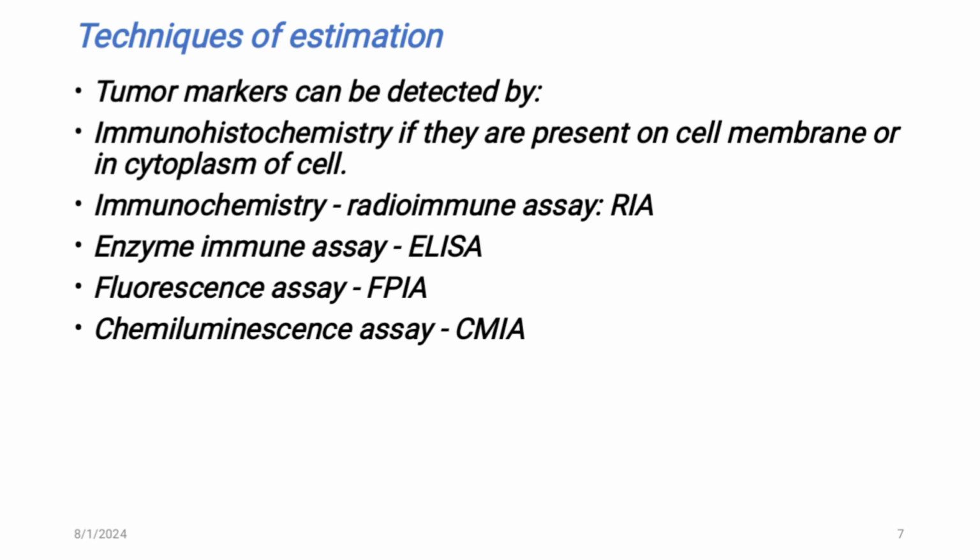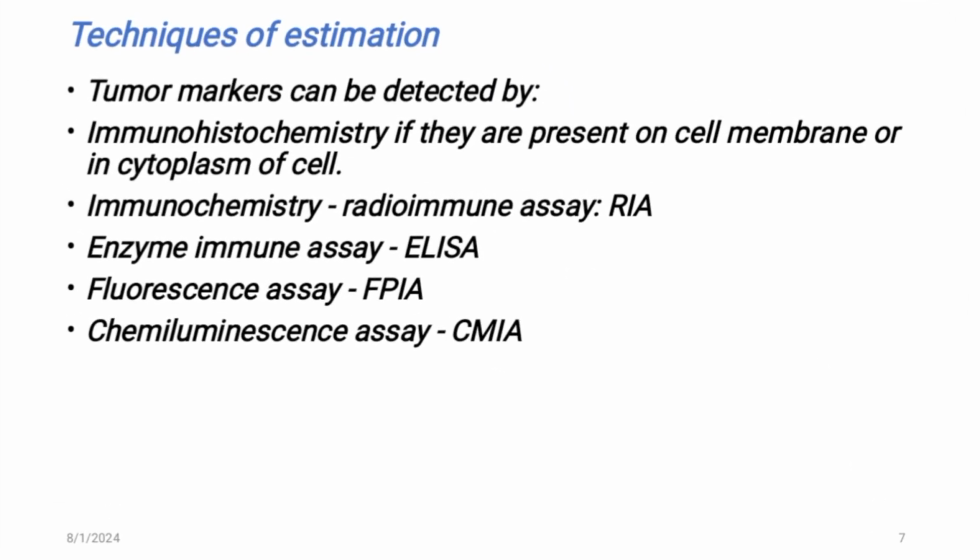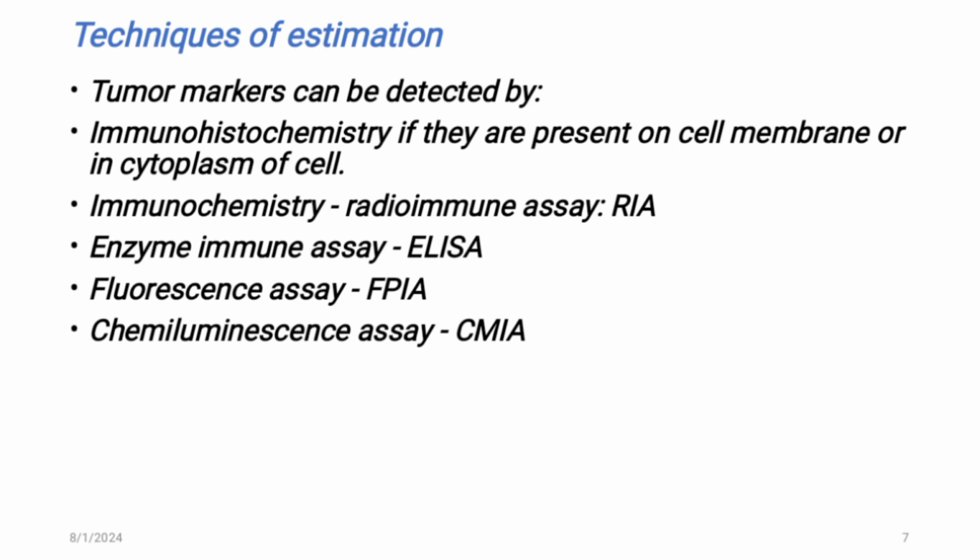The first one is the immunohistochemistry, if the tumor markers are present on the cell membrane or in the cytoplasm of the cell. And the next one is immunochemistry, that is the radioimmunoassay. And the next one is the enzyme immunoassay, ELISA. The second last is the fluorescence assay. And the last one is the chemiluminescence assay. So these are the techniques that are used for the determination of the tumor markers in the body.